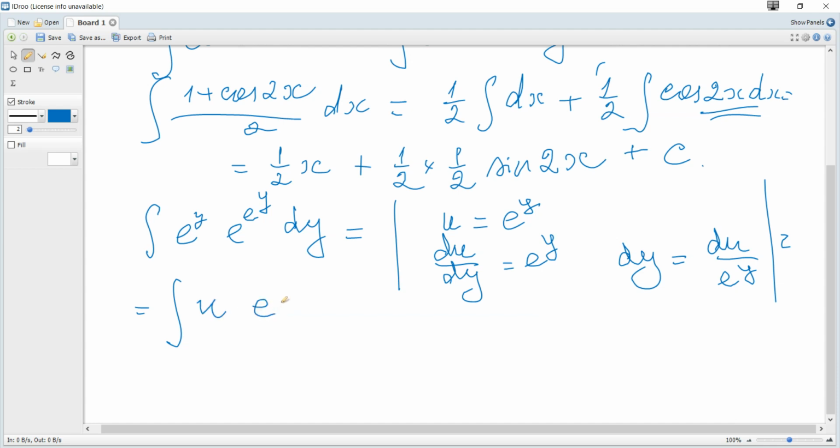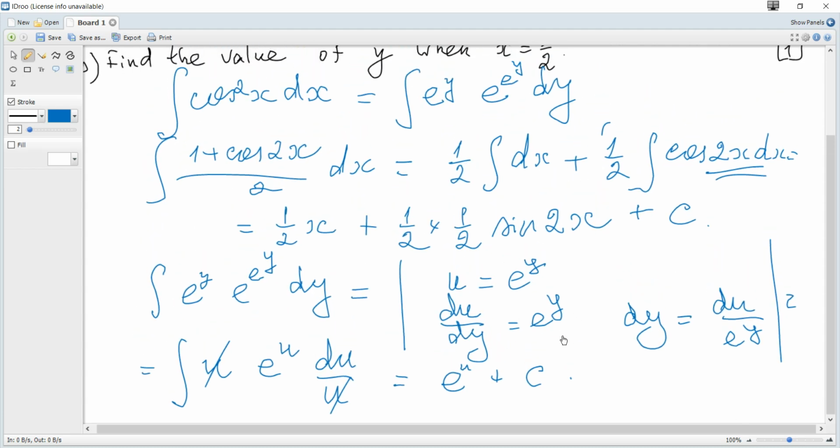So e to the power of u, and dy is du over e to the power of y, so you may write e to the power of y and it cancels, or if you write u here, u is also here, so you can see u cancels, and we get the integral of e to the power of u du, which is just e to the power of u plus some constant.